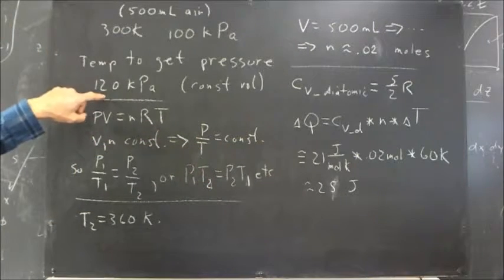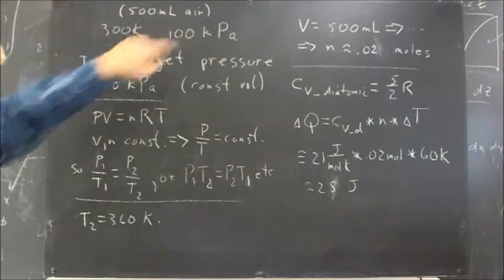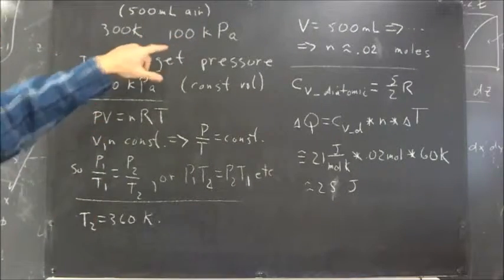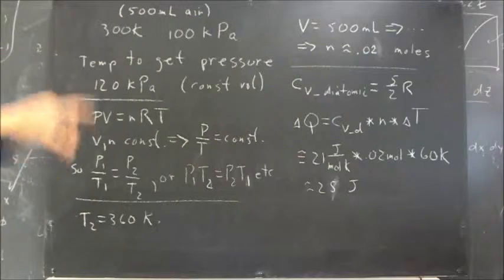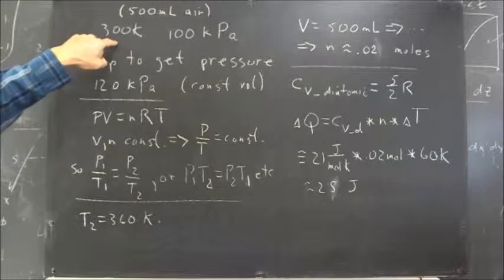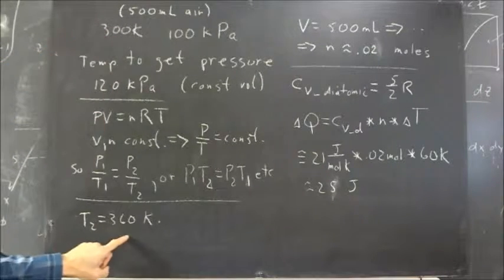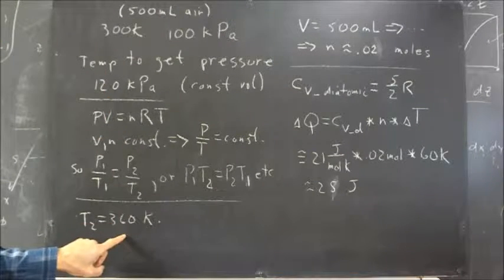The ratio of pressures is 120 over 100, which is 6 over 5, and the ratio of temperatures is therefore going to have to be 6 over 5, meaning that the temperature T2 has to be 6/5 of 300, or 360 Kelvin.